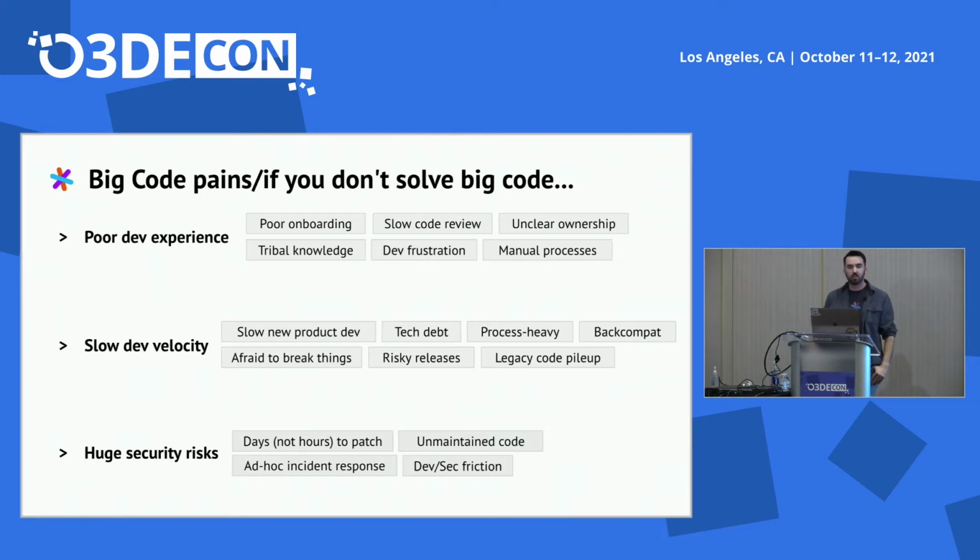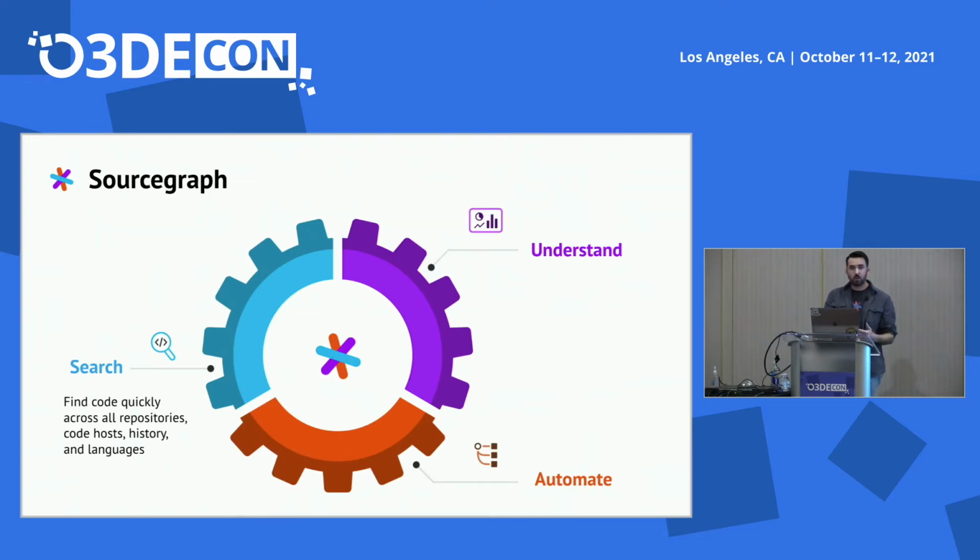So if you're taking longer to onboard, you're taking longer before you can start contributing to something like this project and make a meaningful impact. Increases things like tech debt as well. And it also opens up the door to potential security vulnerabilities if you don't have that insight into what's occurring in your code base. So Sourcegraph solves this problem through three pillars of the product.